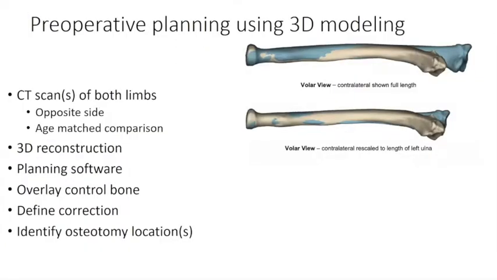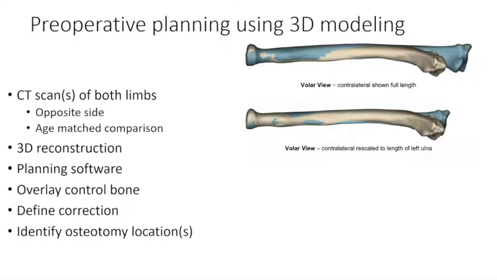In general, the plan for any of these processes is to get CT scans of both limbs. If it's a congenital condition where both limbs are affected, then the opposite side, or the quote unquote good side, is oftentimes an age-matched control CT scan that we have lying around, or the companies have lying around. But frequently it's the opposite limb for the child for a post-traumatic deformity.